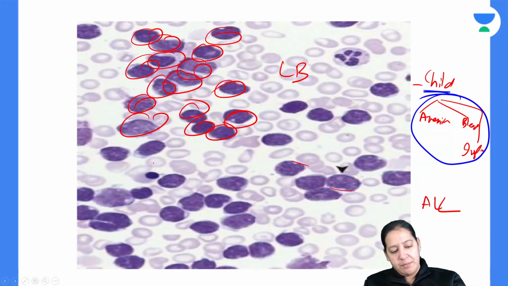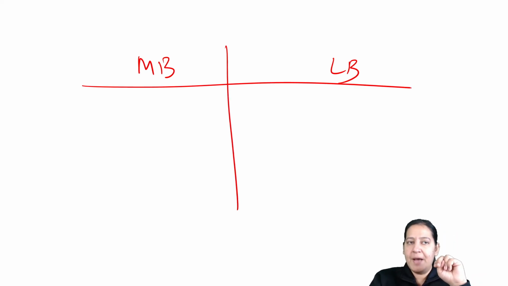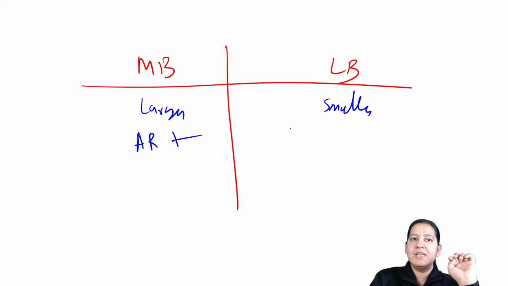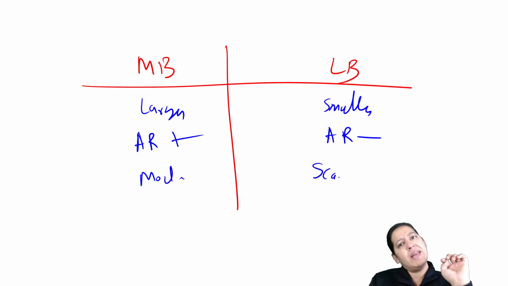Let me summarize one more thing. As I have told you, we have two types of blast, myeloblast and lymphoblast. What were the differences between them? Myeloblast is larger in size. It is smaller in size. The main difference is iron rod. So iron rod present here, iron rod absent here. Cytoplasm is moderate here. Cytoplasm is very scanty here.